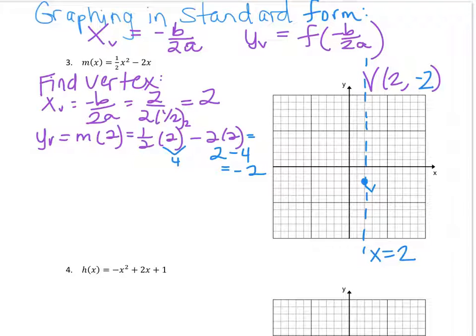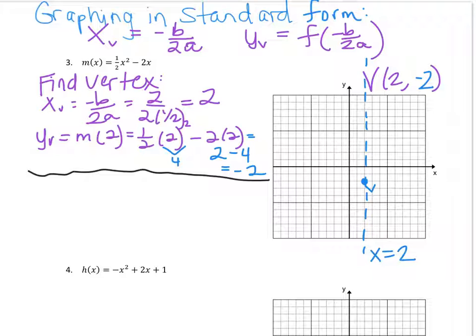Okay, so I know when I finish this that this graph should be opening up and it should be a little bit wider because of that 1/2. So that a still controls the same thing as a controlled before. It's just that we don't have h and k in here. So we need to now find at least one more point, and we could always do a mirror image.